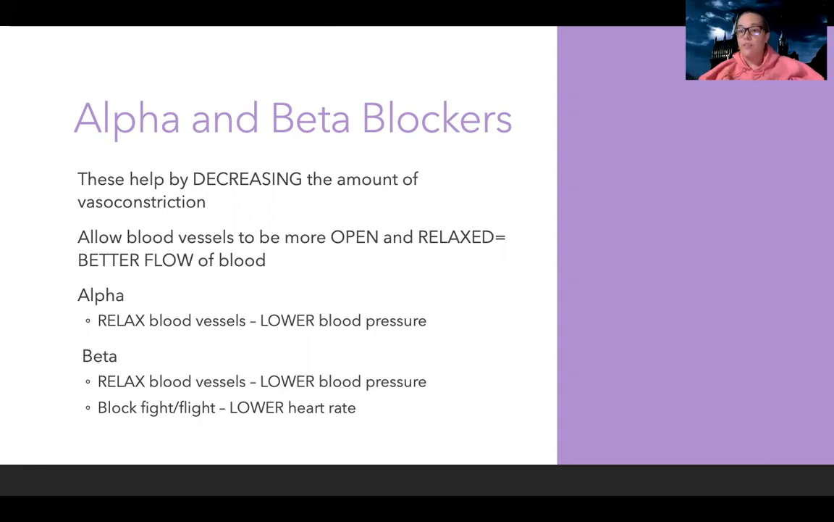Beta works a little differently in the sense that it relaxes the blood vessels, which lowers your blood pressure. But by blocking that fight or flight, they also lower your heart rate. And this just has to do with where the beta cells are located. So alpha, just blood vessels, lowers your blood pressure. Beta lowers your blood pressure and your heart rate.